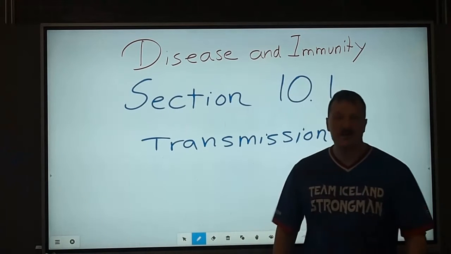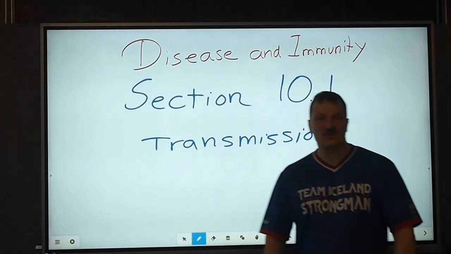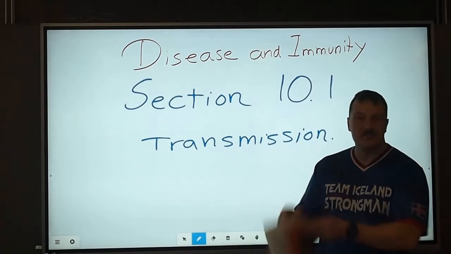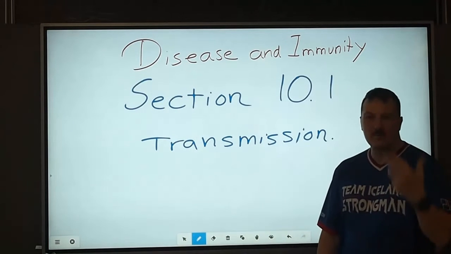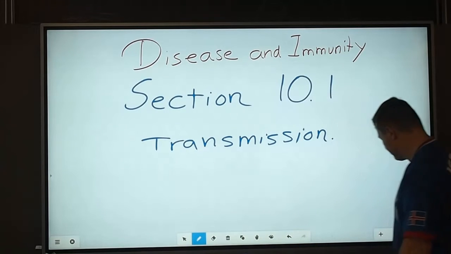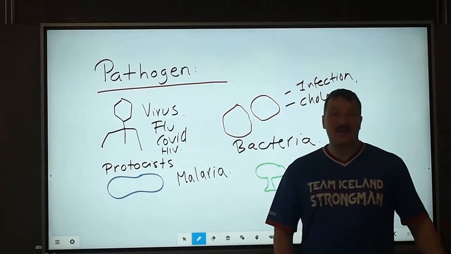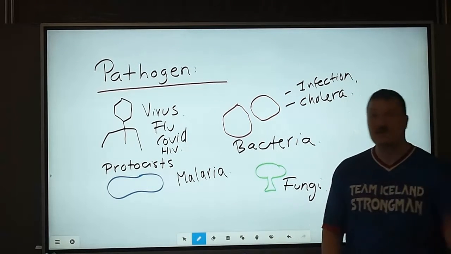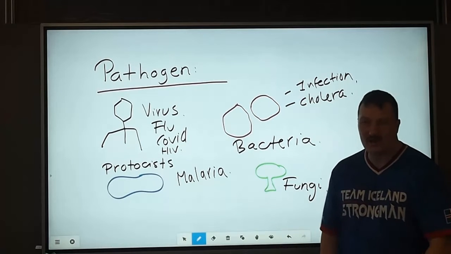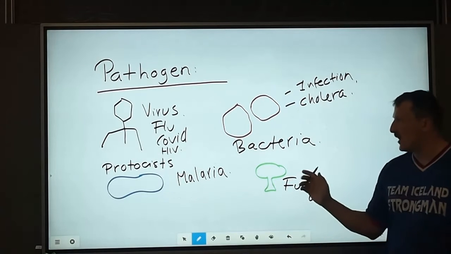So here is a short video review or resume of section 10.1 in the IGCSE Biology, and I'm going to be talking about pathogens and transmission of diseases. Pathogens are the organisms that can make us sick or can make other animals or the plants sick. And we have four major classes of them: virus, bacteria, protists, and fungi.